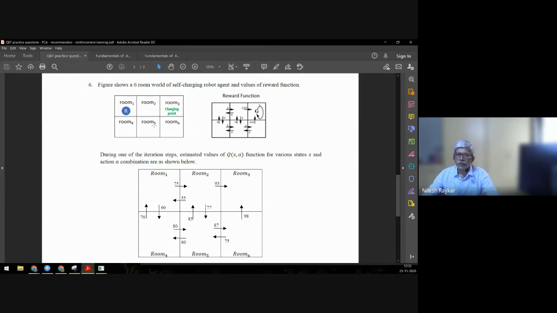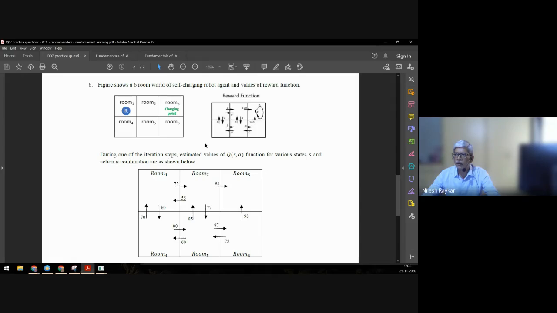So reinforcement learning works on the basis of reward. Whenever there is no label, whenever the agent takes any action, so in this case the robot moves either to the right room, left room, up room or down room, the robot gets a reward. That reward for every action is stored in what is known as the reward function.